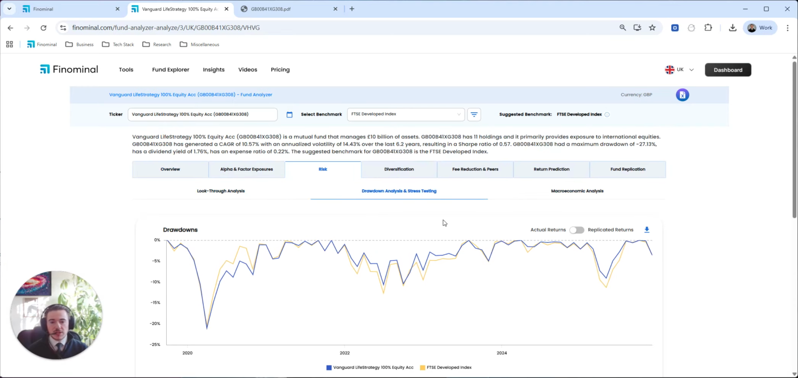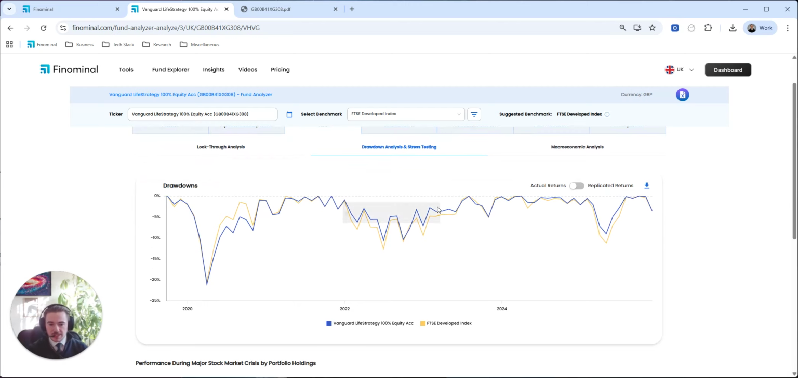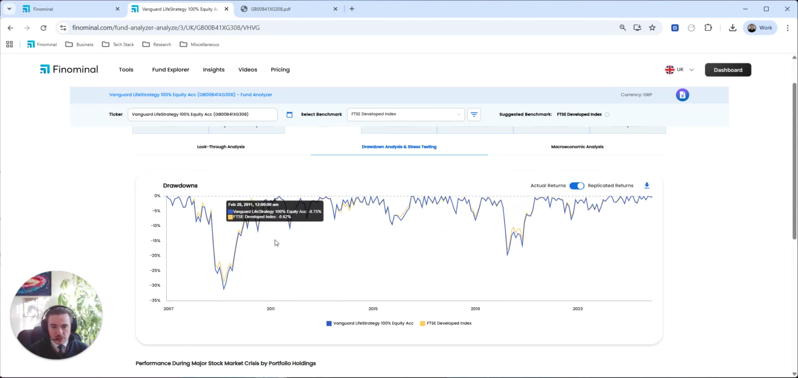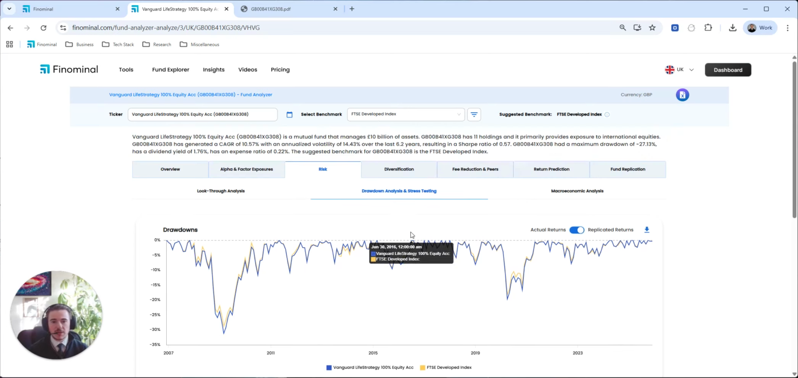Heading over to risk, looking at drawdown analysis and stress testing. Overall, I would say it's relatively similar to its benchmark in regards to drawdowns. Looking at just after the global financial crisis, we saw the Vanguard fund drop by just over 31% against the FTSE Developed just over 28%. So slightly more for the Vanguard fund, but overall it has been in keeping.